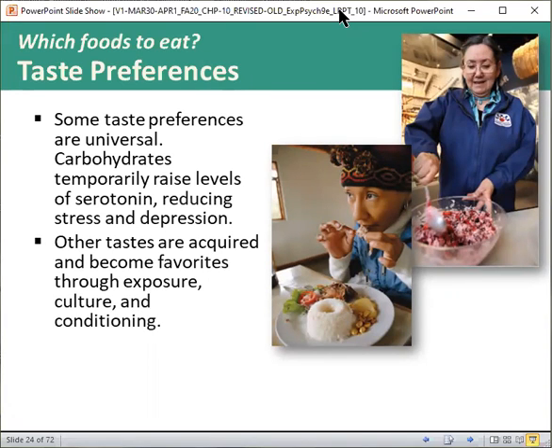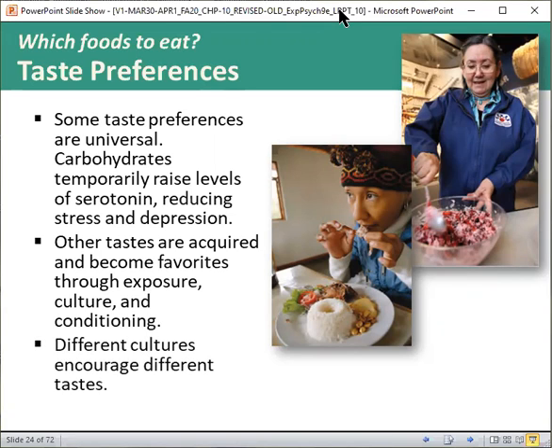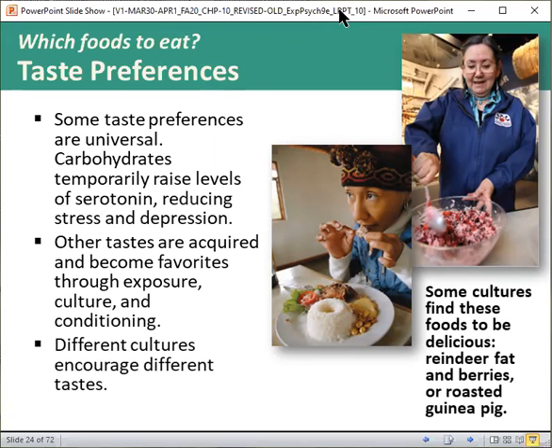Other tastes are acquired to become favorites through exposure, culture, and conditioning. So some of the foods that we also may enjoy eating, we had to learn to enjoy them. We might not have enjoyed them the first time we tasted them, but it is part of our culture. And so there are certain types of things that we do learn from our culture as to what to eat. For example, different cultures encourage different types of food and different tastes. Some cultures find these foods to be delicious: reindeer fat and berries or roasted guinea pig.